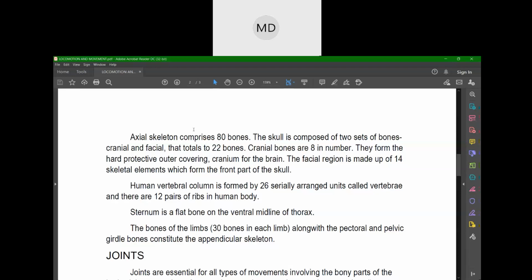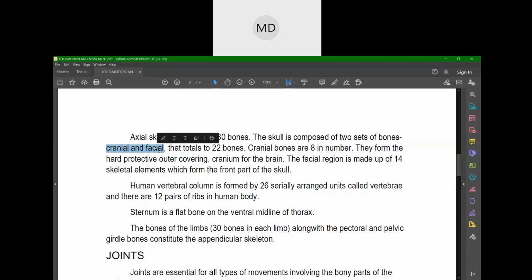There is the skull, right? Then vertebral column, then sternum, right? In the skull, there are two types of bones, cranial and facial. Cranial means the bones of the head, and facial means the bones of the face region. Face region, like the nose. There is a bone in the nose also. Then eye socket, right? There are bones in the mouth region also. So all those bones are called facial bones.